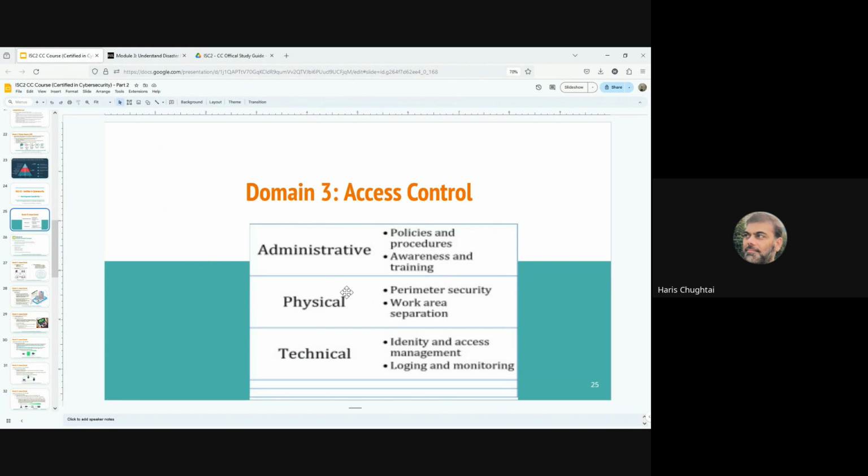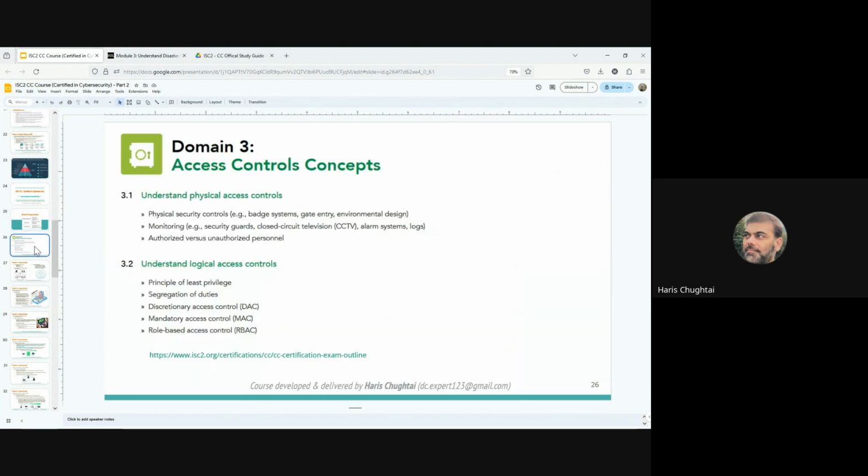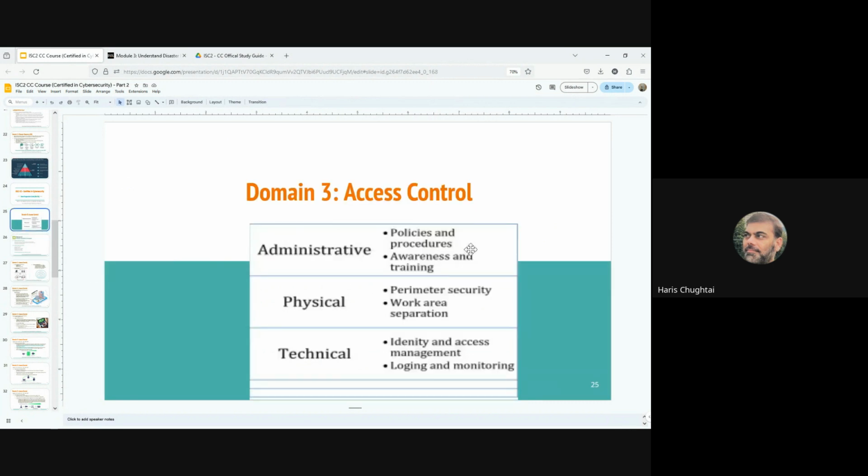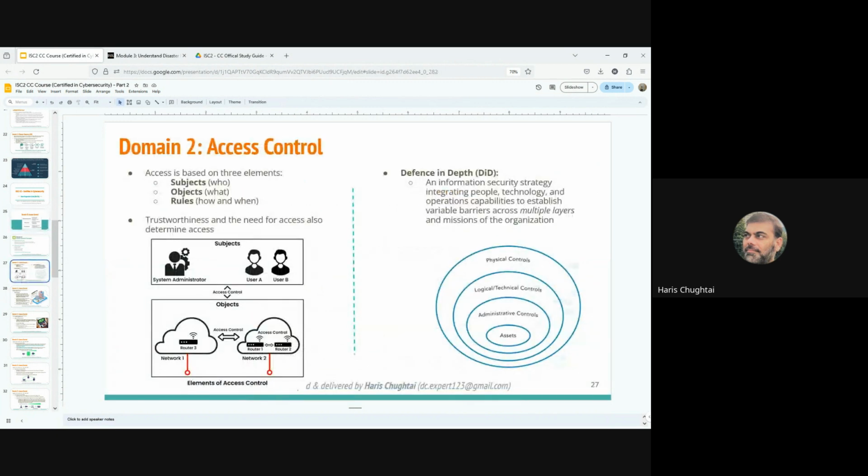But in this domain, we're going to study the physical and technical controls that organizations normally enforce. This is more of an enforcement. You can imagine that administrative is more the documentation of the policies, and how those policies get enforced is through physical and technical control. So this is important.